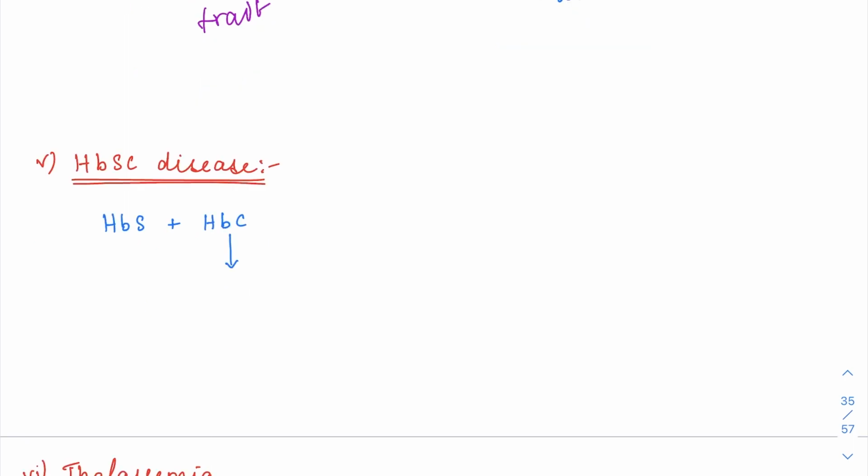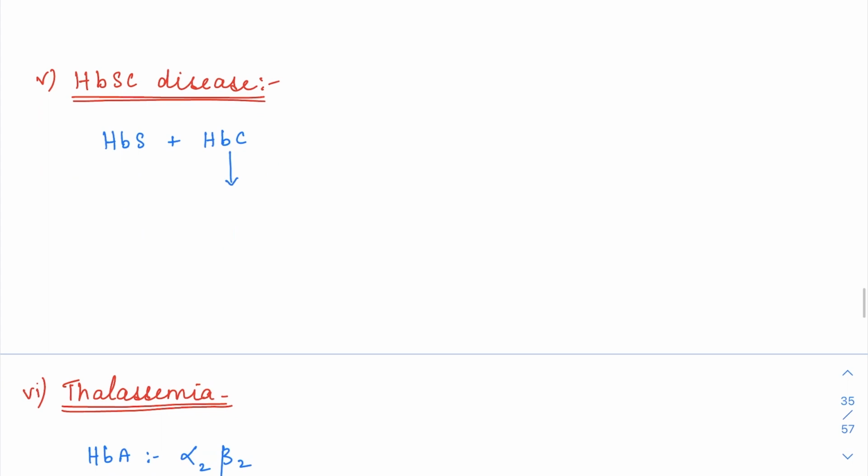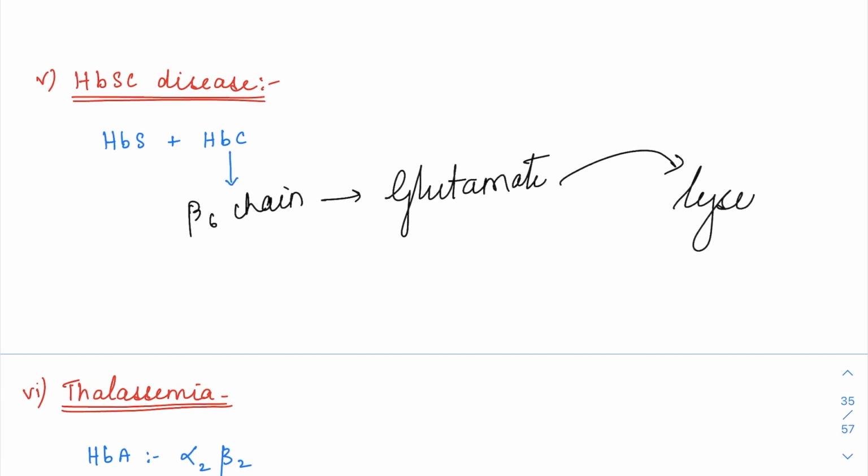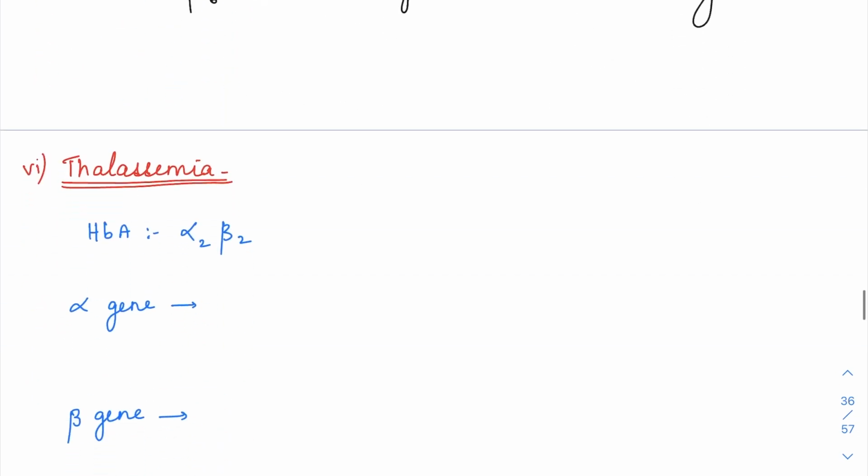There is something called HbSC disease. As the name suggests, it is a combination of both HbS and HbC. HbS, we know, is a change of the residue from glutamate to valine at the 6th position of the beta chain of hemoglobin. At the same 6th position of the beta chain, glutamate changes into lysine. So if valine is replacing, it becomes HbS, while if lysine is replacing, it becomes HbC. Okay.